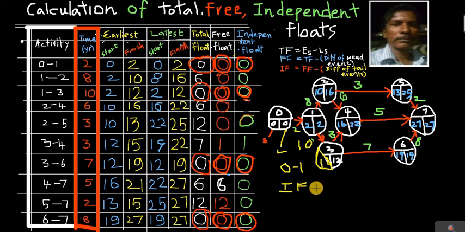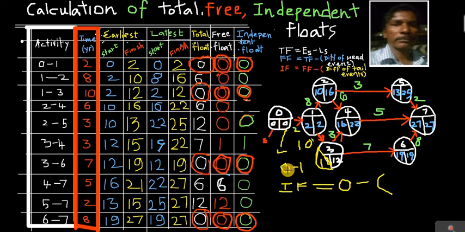Independent float, IF. What is the formula? Free float. In that particular activity, what is the free float? 0, minus the difference of the tail event. The first activity is 0 to 1. In that 0 to 1, what is the tail event? The tail event is this. In that tail event, what is the difference? That's what we have to calculate.